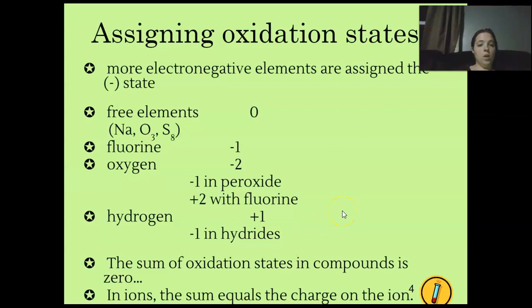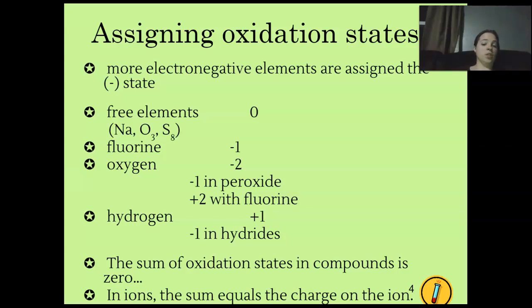All right, so things to know. More electronegative elements are assigned the negative state. Free elements have no charge. It's zero. They're happy. Fluorine is typically a -1. Oxygen, a -2. However, in peroxide, it's -1. With fluorine attached to fluorine, it's a +2. And hydrogens can be a +1 or a -1 in a hydride.